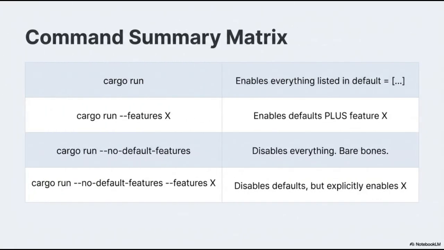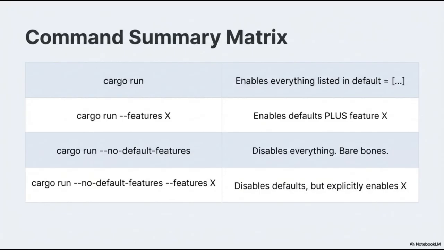This command summary matrix illustrates how different flags impact feature selection when executing a cargo run command. Starting with the most basic form, simply running cargo run enables every feature defined in your project's default array. If you need to add a specific feature on top of those defaults, you use the --features flag, followed by the feature name, which enables your standard set plus the one you have specified.